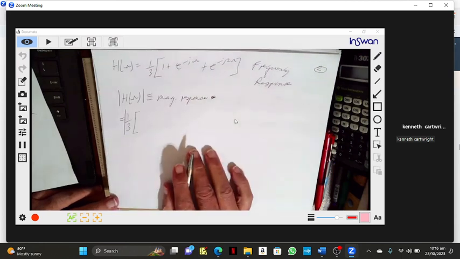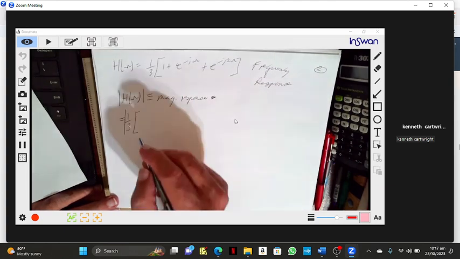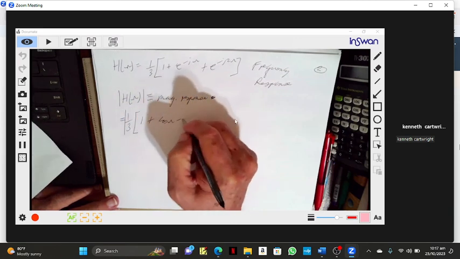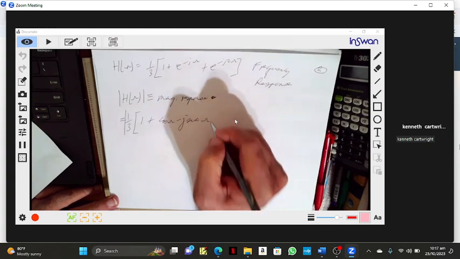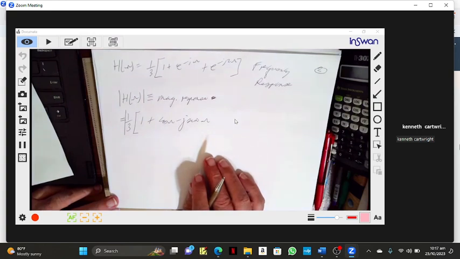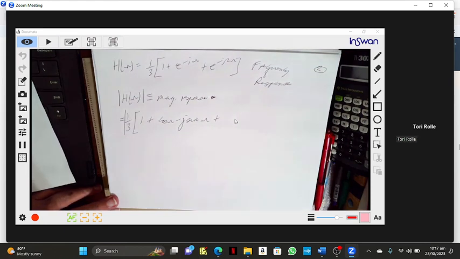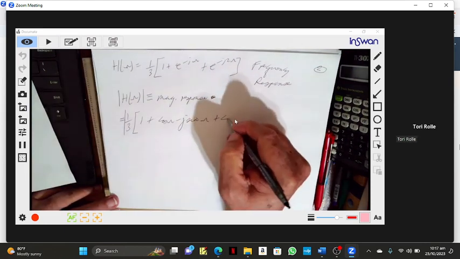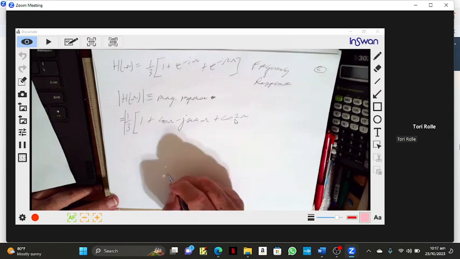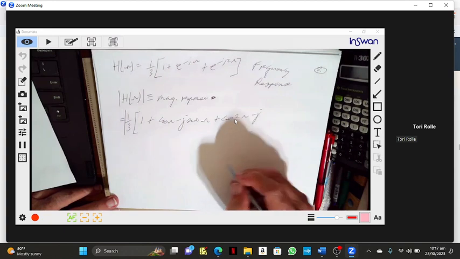We still need this. So we want the magnitude of that. But to find the magnitude of that, we need 1 plus cosine omega minus j sine omega. What's the last term going to be? Plus cosine 2 omega minus j sine 2 omega.